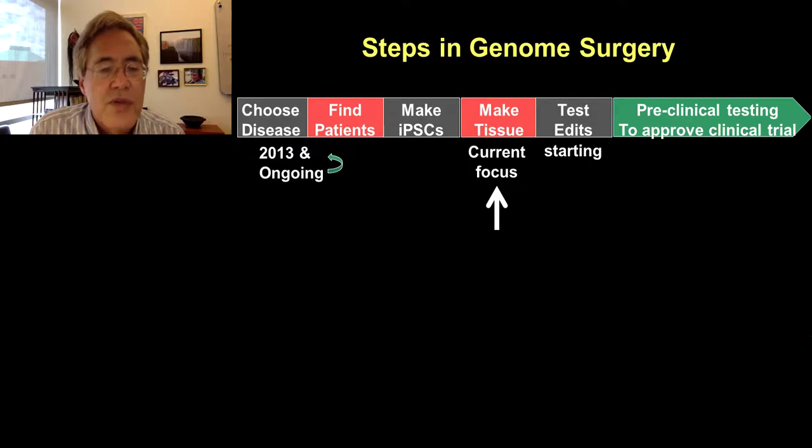So the steps in genome surgery, just in summary, are that our current focus is making the tissue and starting the edits, and we have very robust allele-specific edits, and we're in the midst of testing now hundreds of those on the cell types that we have.